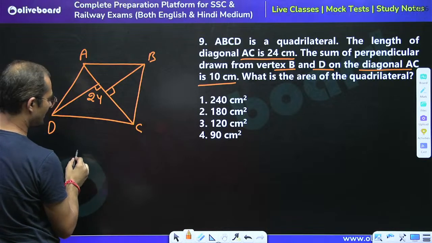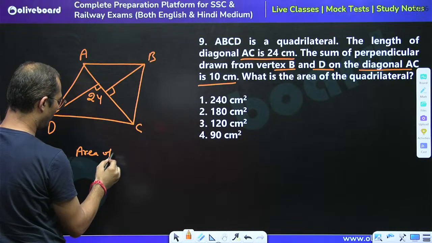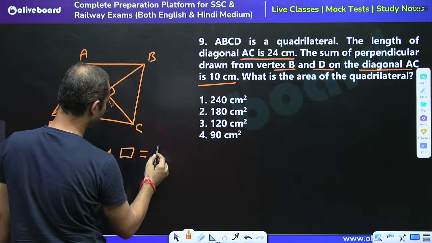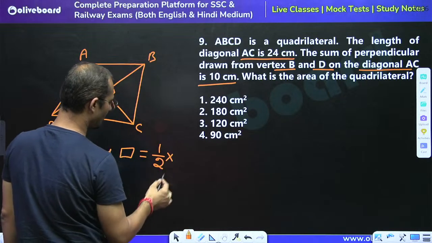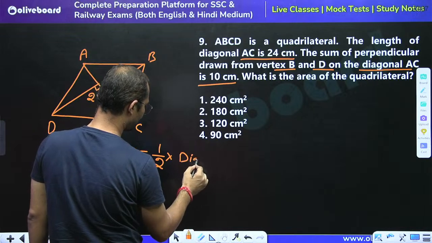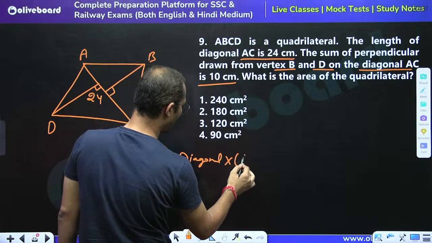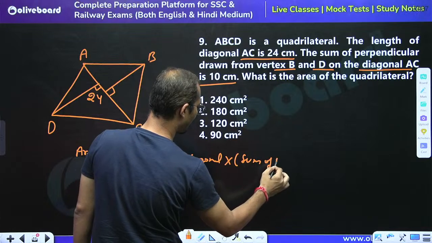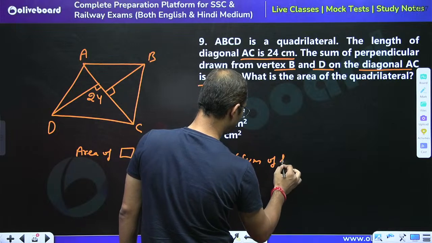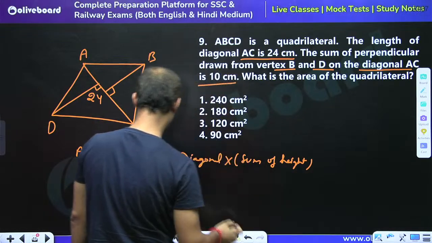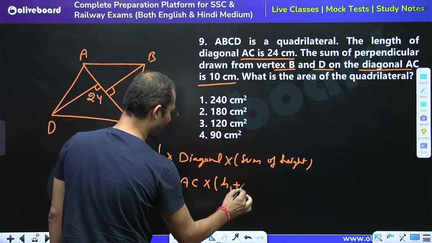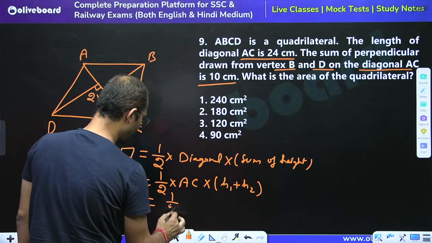So in that case we can say the area of quadrilateral would be equal to 1 upon 2 into diagonal, D for diagonal, into sum of height, right? Sum of perpendicular or height, we can say sum of height, right? So here we can say 1 upon 2 into AC into H1 plus H2.